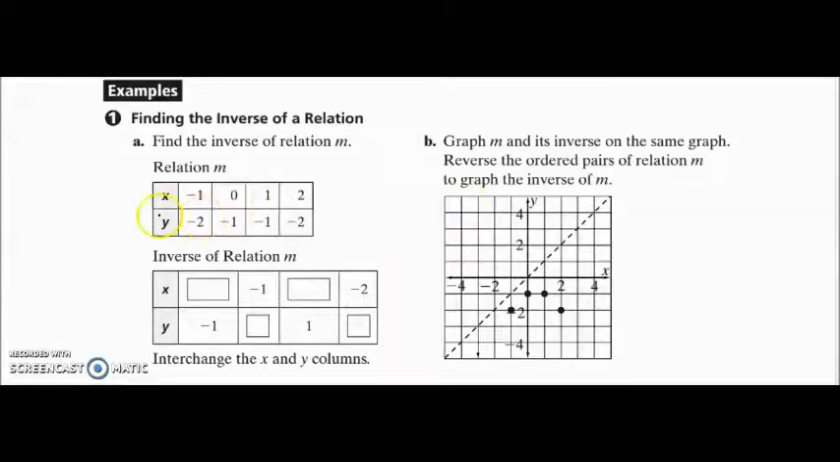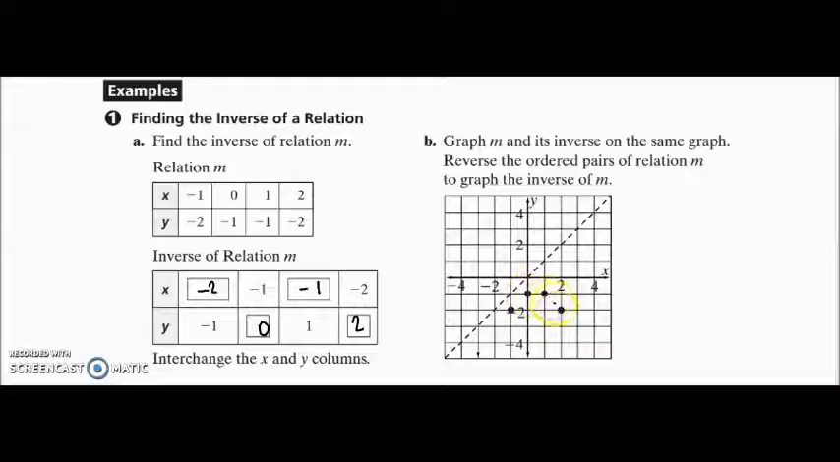All right, let's find the inverse of a relation. So all we're going to do to find the inverse of a relation is just switch the x's and y's. So here our x's are negative 1, 0, 1, 2. Our y's are negative 2, negative 1, and 2. We're just going to switch them. So all of these that were y's are now our x's. So negative 2, negative 1, negative 2. And then what were the x's are now the y's.